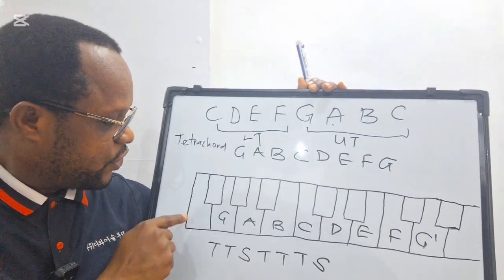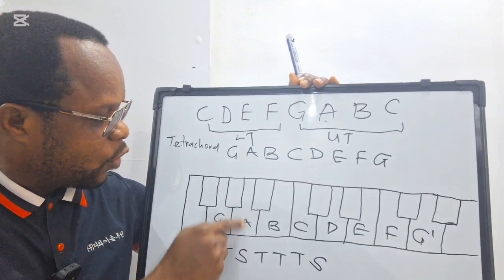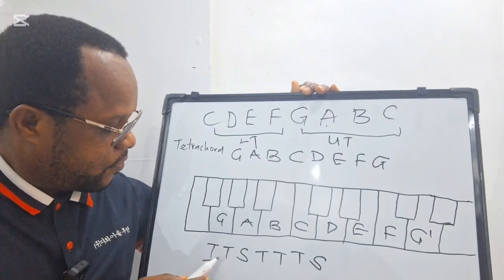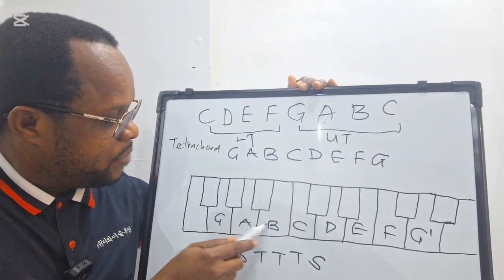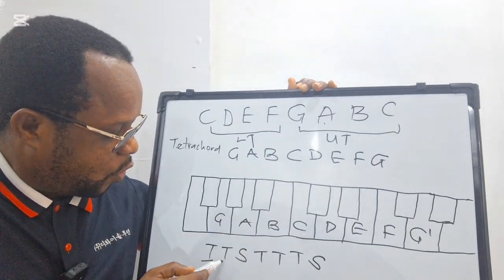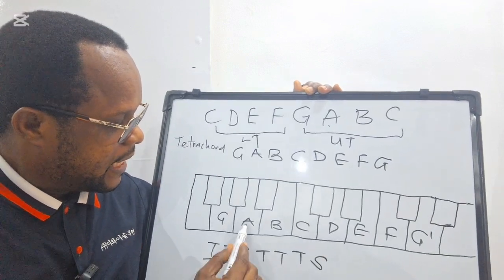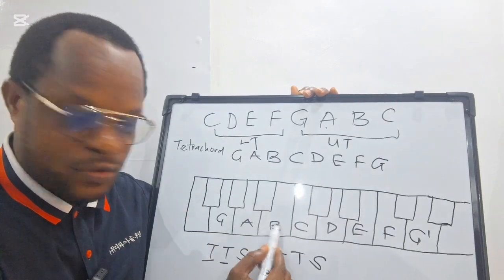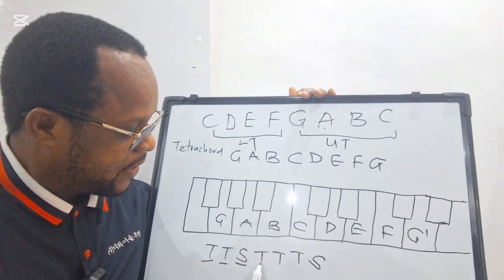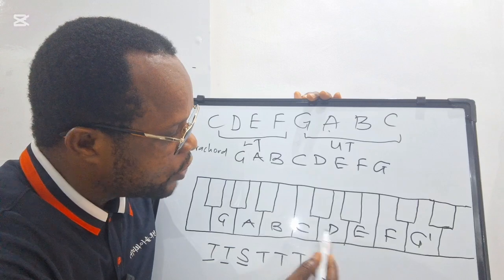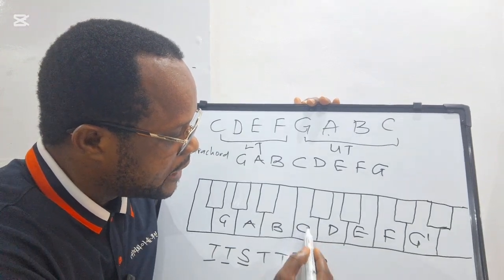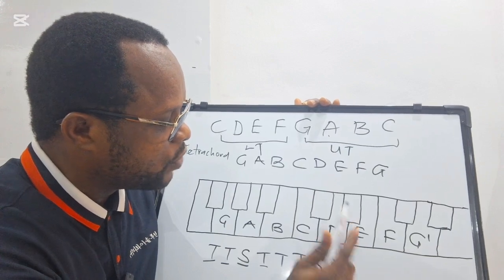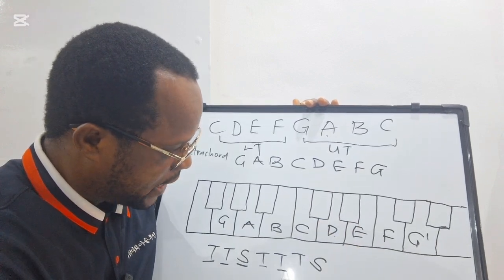For confirmation, G to A, is it a tone or a semitone? It's a tone, correct. A, B, is it a tone or semitone? It's a tone, correct. B to C, is it a tone or semitone? It is a semitone, correct. C to D, is it a tone or a semitone? It is a tone, correct. D to E, is it a tone or a semitone? It is a tone, correct.